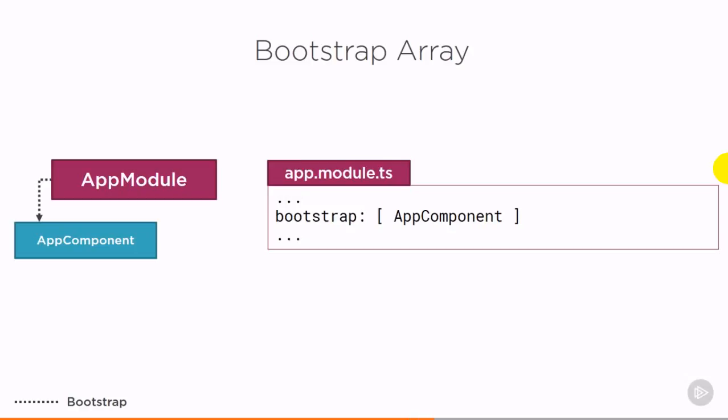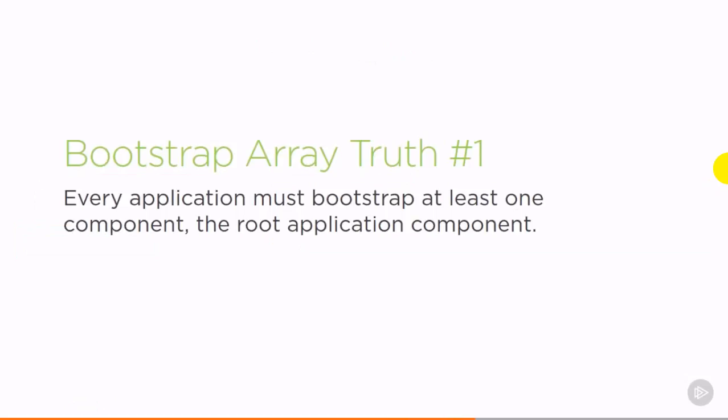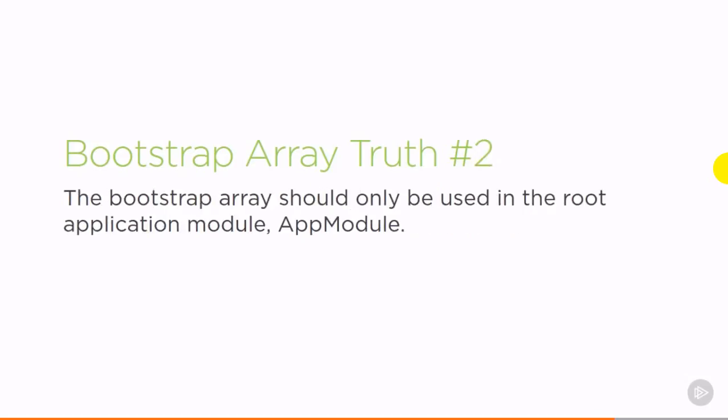Here are some things to keep in mind when using the bootstrap array. Every application must bootstrap at least one component, the root application component. We do this by simply adding the root application component to the bootstrap array of the root application module. The bootstrap array should only be used in the root application module, app module. As we build other Angular modules, we won't use the bootstrap array.